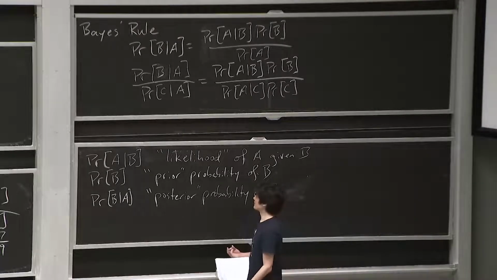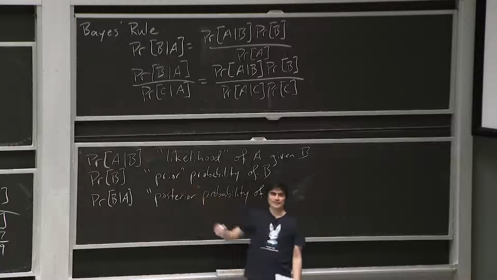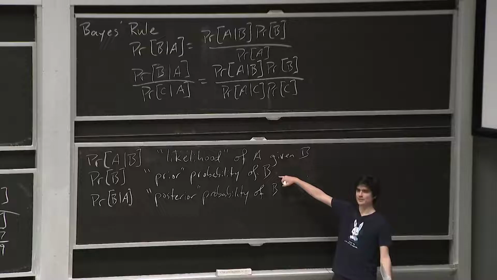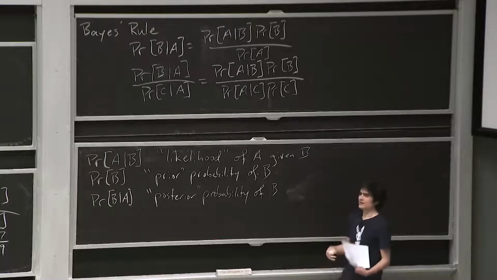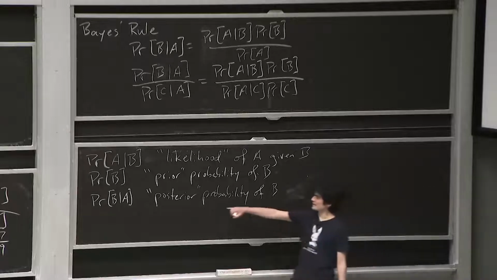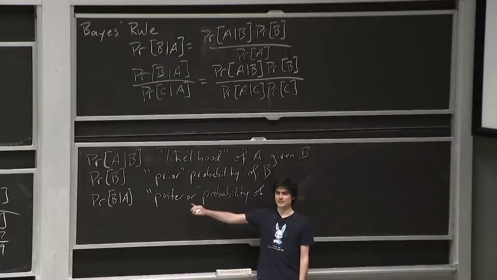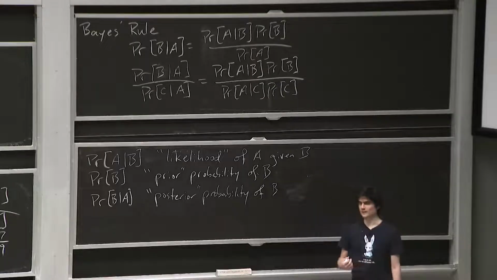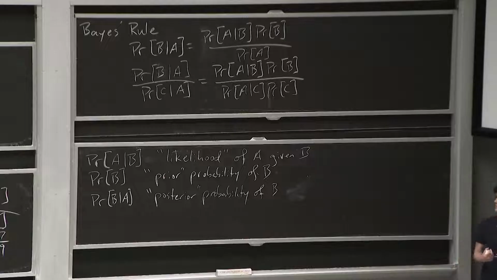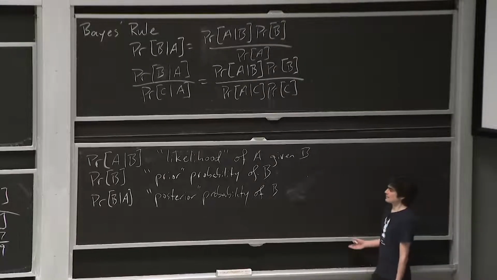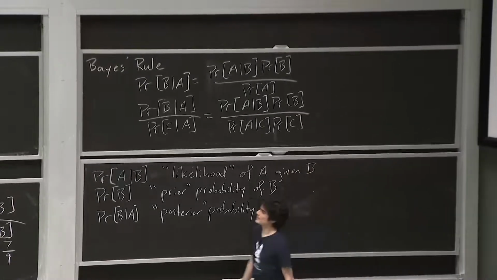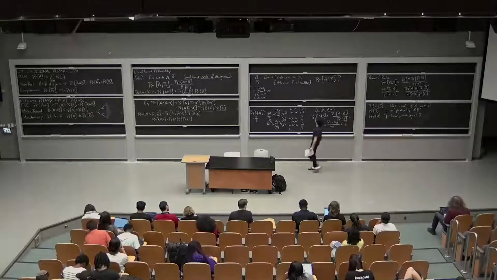Basically what you're doing is you're starting with some prior. If you don't know anything, this is what you think the probability of B should be. Now you make some observation A, and so now you update, and you get a posterior probability of B, conditioned on that observation. Does that make sense? Okay, so why don't we take a look at a couple of examples then?